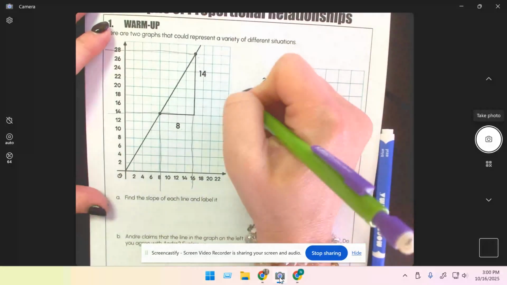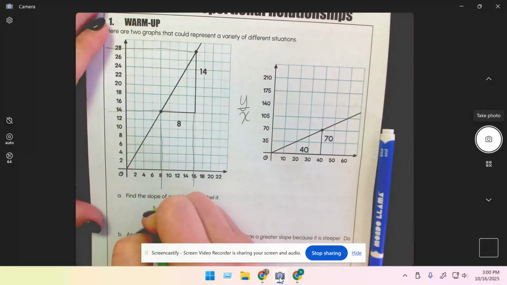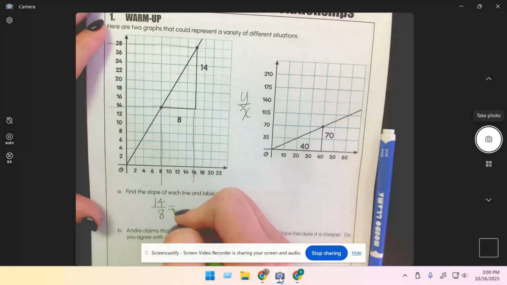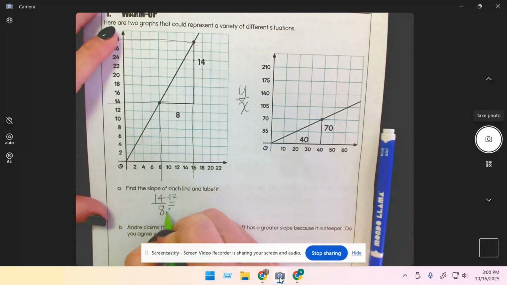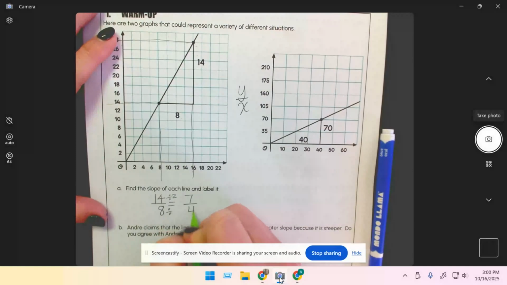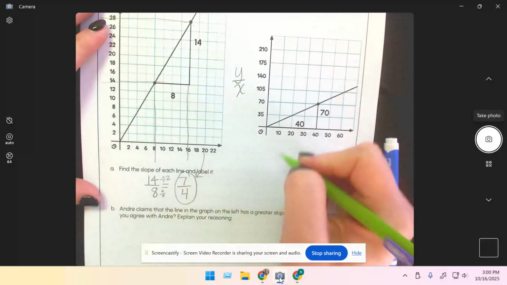So remember, slope is always y over x. So for the first one, 14 over 8, which think about what it simplifies to. We can divide them both by 2 to get 7 over 4. So there's the slope of that line. Now let's do the other one.